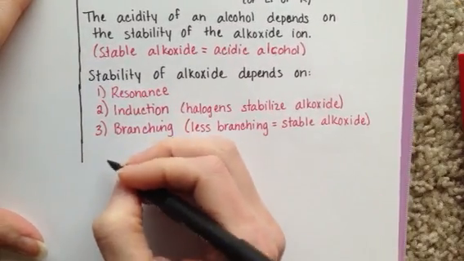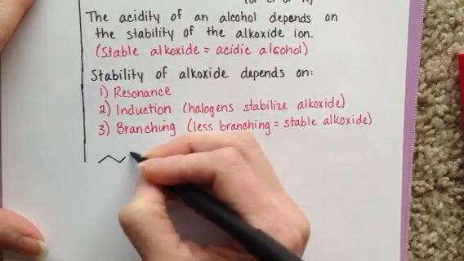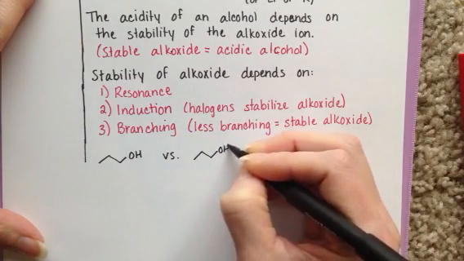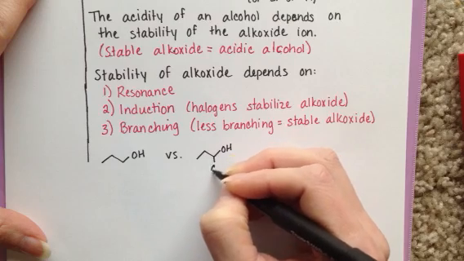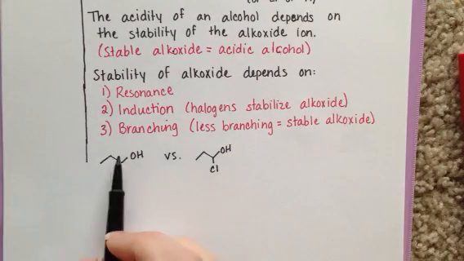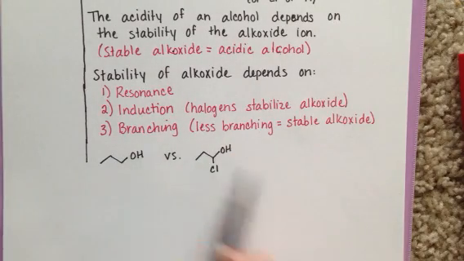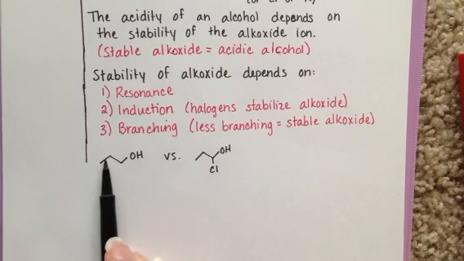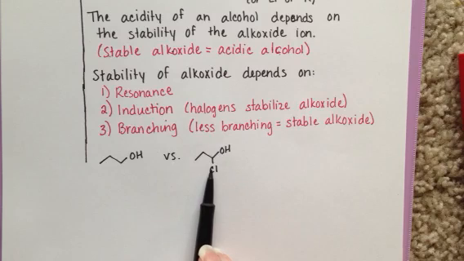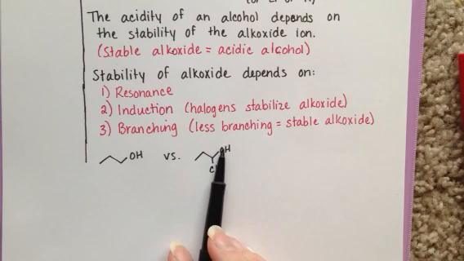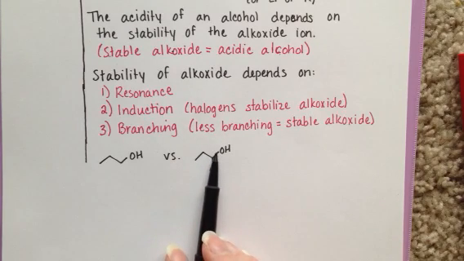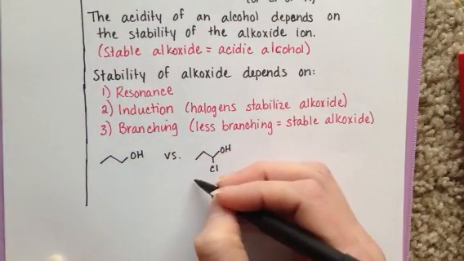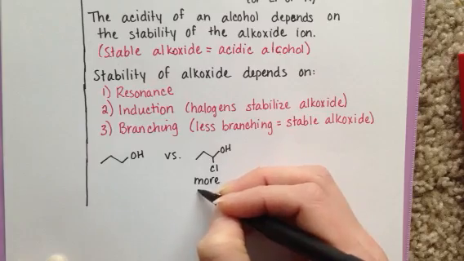So let's look at a couple of examples of induction. If we had this alcohol versus this alcohol, and we wanted to compare the stability, the acidity of the two, we would say that this alcohol is more acidic than this alcohol because it has a halogen on it, and that halogen is going to stabilize the alkoxide, and the stable alkoxides are related to a higher acidity. So there's that. This one's more acidic.